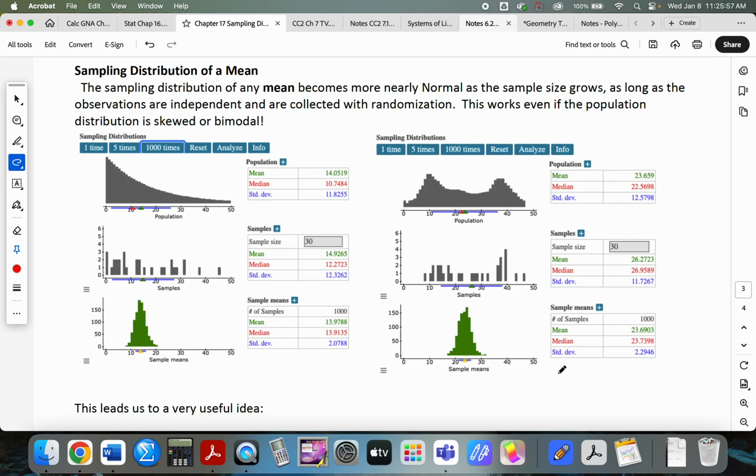We can also look at the sampling distribution of a mean. The sampling distribution of any mean becomes more normal as the sample size grows, as long as the observations are independent and are collected with randomization. So that means we need to follow the 10% rule, and we need to have things randomly selected. The interesting thing about that is it works even if the population distribution is skewed or binomial. Okay? And I remember struggling with this for a little while when I first did it.